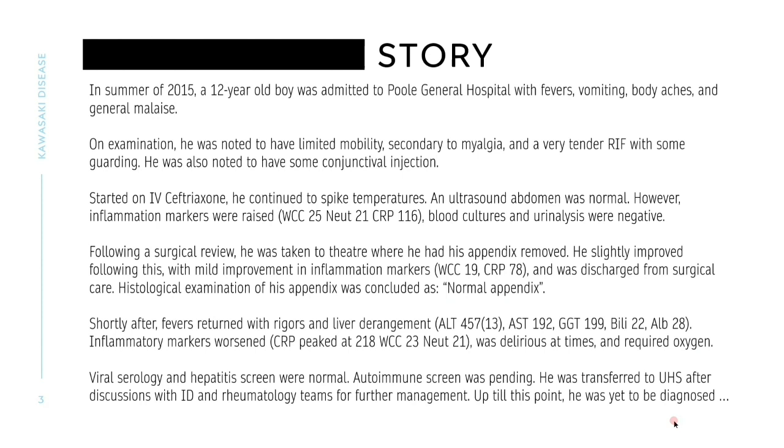He came in with a history of vomiting, fevers, body aches, generally unwell. On examination he was found to have limited mobility secondary to his myalgia. He was very tender in the right iliac fossa as well, with some guarding. He was also noted to have some conjunctival injection. He was started on IV ceftriaxone, reasonably, but he continued to spike temperatures even beyond the first 24, 48 hours. That's the period in which we would hope, after starting IV antibiotics, to see some improvement in the fever.